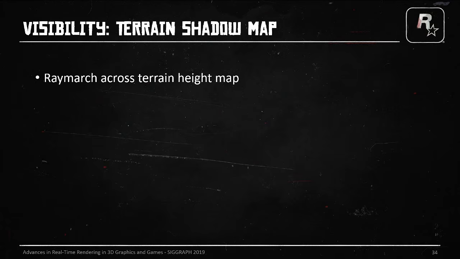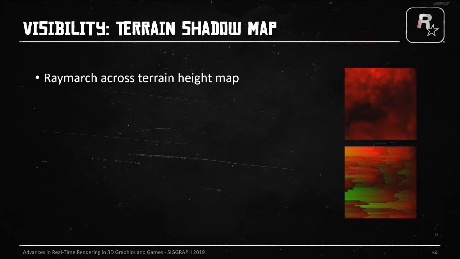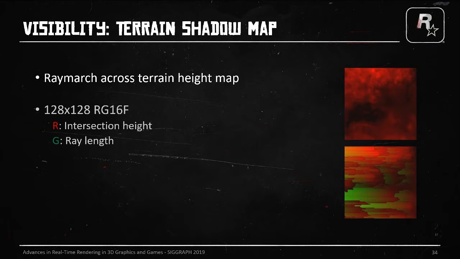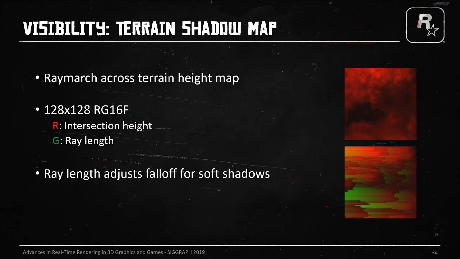The terrain shadow map is generated by ray marching a terrain height map, which looks like this. And what we are storing is the intersection height over that distance, as well as the ray length towards the intersection. And for each sample position, all we have to do then is compare the height of that sample with the height fetched from this map, and then adjust the falloff using the ray length, which essentially gives us a cheap way to approximate soft shadows.